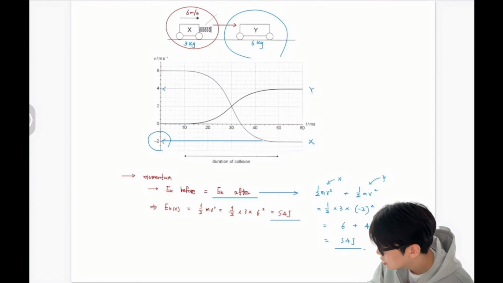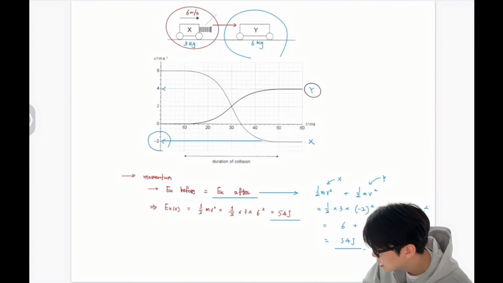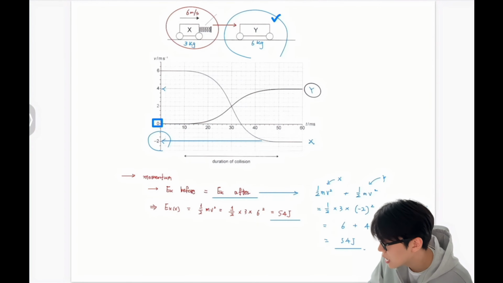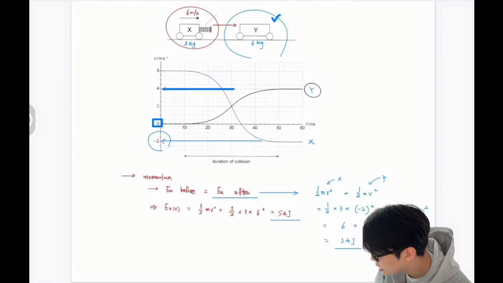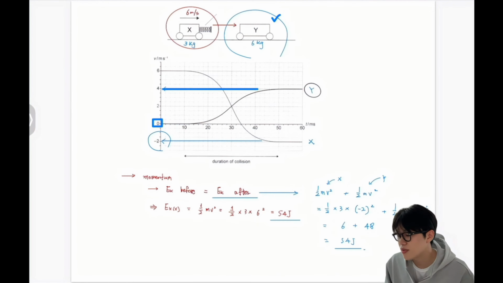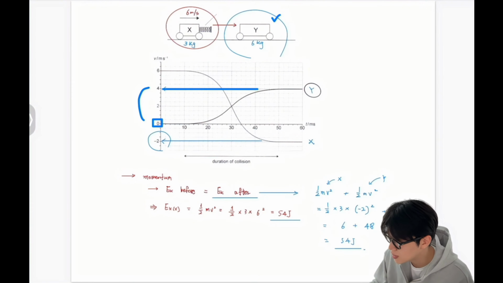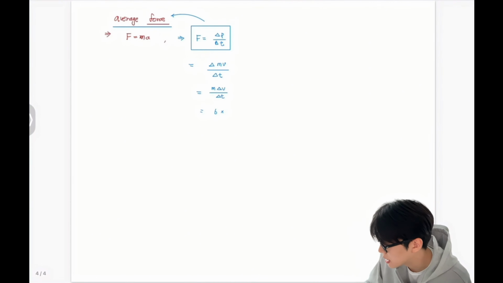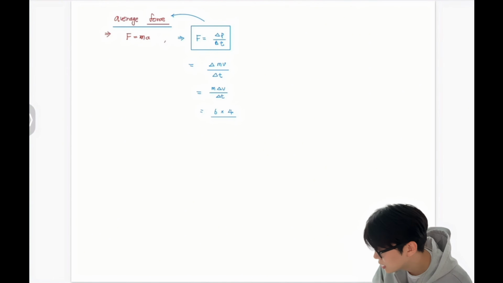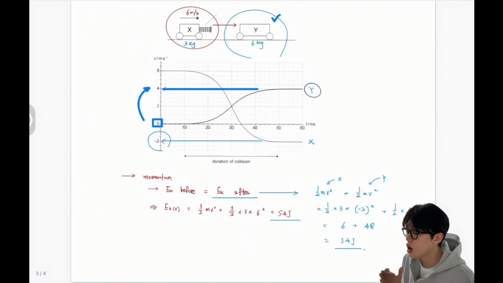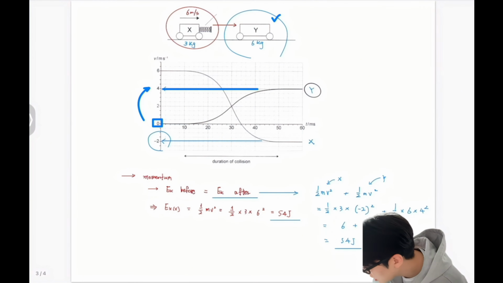So if you see the Y thing in here, it starts from 0, right? Because that was stationary initially, and then it goes to the velocity, which is 4 meters per second. So the change in velocity is from 0 to 4 meters per second, which is 4 meters per second in this case, over delta t.